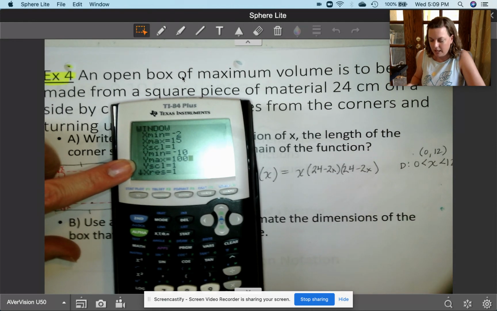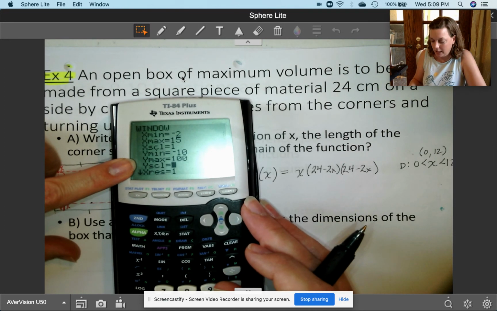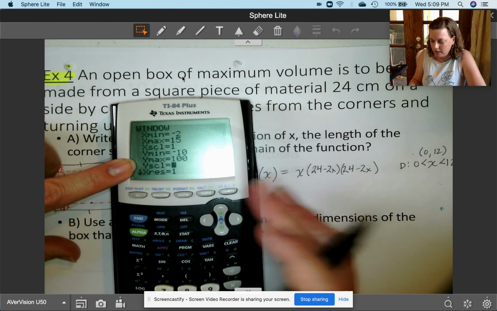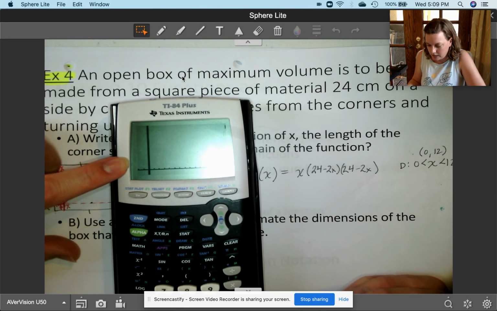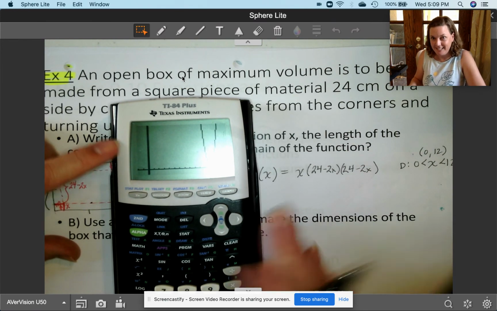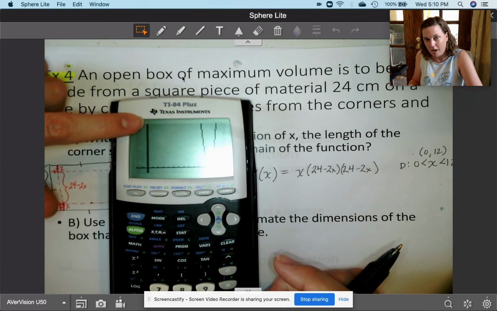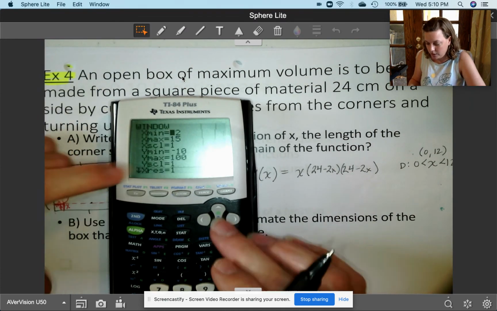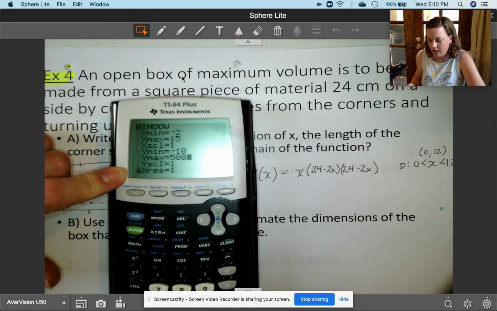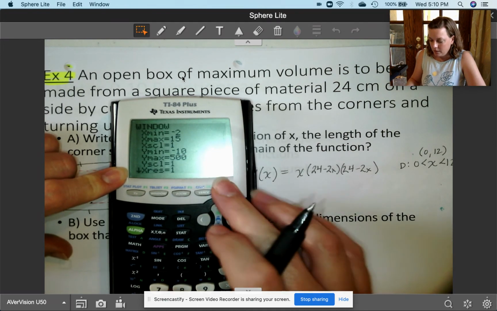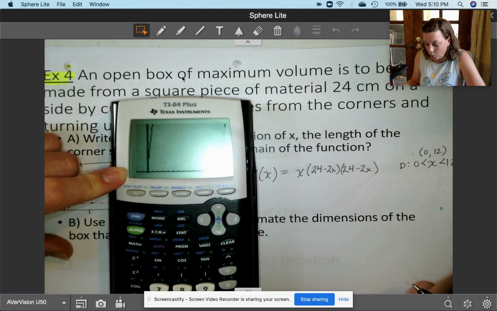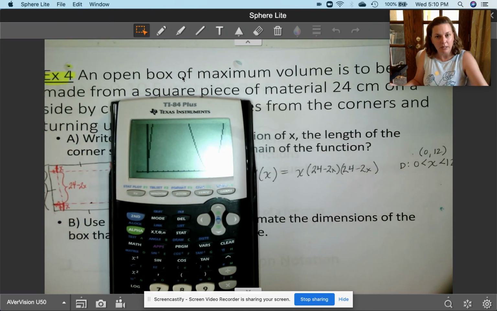Let's see if something happens if I say that y maximum is 100. We're talking about volume. It's going to be bigger. Let's see if I see anything now. Oh, hey, I got something. Okay, that's good. I want to see some more. I think I want my y maximum to be taller. So I'm going to change my y maximum. I'm going to try 500. Oh, now I really see something. Oh, interesting. So sometimes it's a guessing game, ladies and gentlemen.